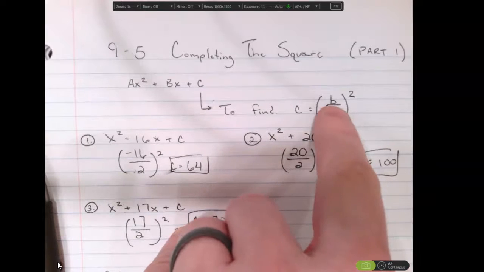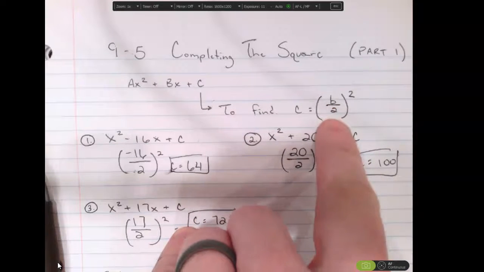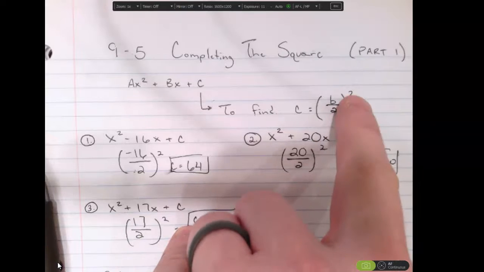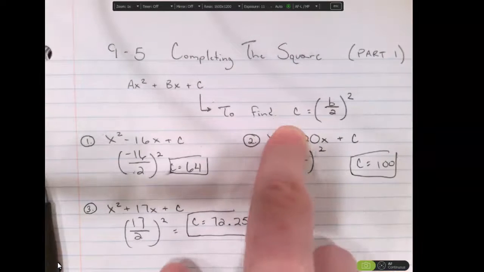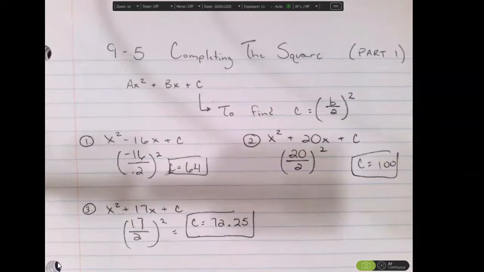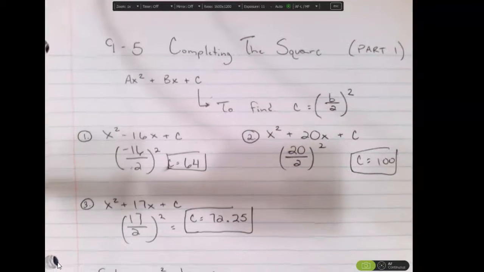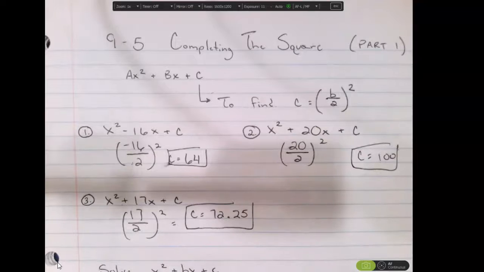You take whatever that value is for b, you divide it by 2, and then you square it, whatever number you get. And that's going to tell you what c is equal to. So I already went through and I've already done a couple problems for you. Make sure to get these in your notes. Very simple with this.